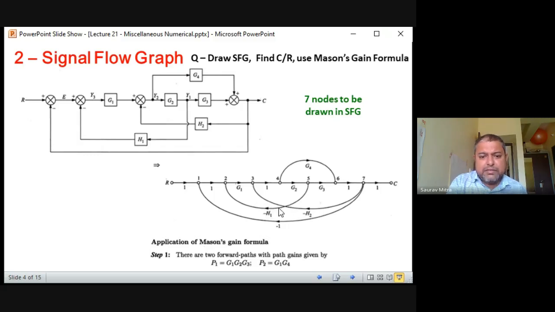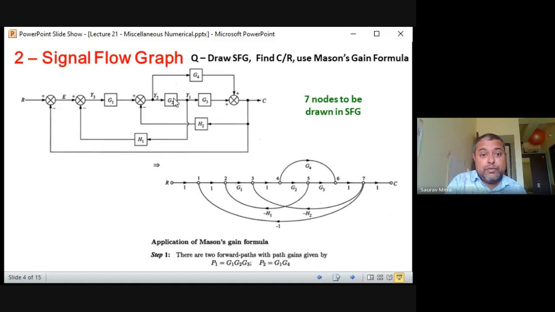And whenever this kind of cross is there, minus H1, minus H2, this is not touching. Very important thing you have to understand, this is not touching. If you touch them, the whole numerical result becomes different. They're crossing each other, but they're not touching. Whenever they're touching, a node is drawn. So if a node is drawn, it means they are touching. Here it is not touching.